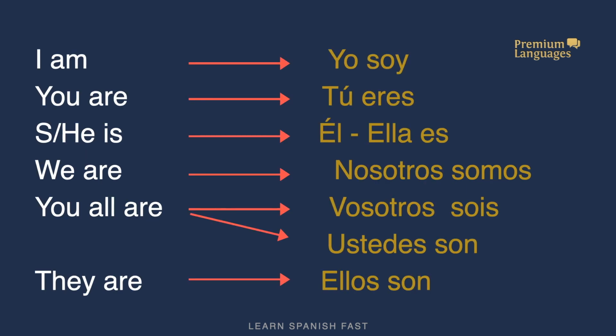And once again, the full conjugation of the verb can be clearly seen in this slide, where you have I am, yo soy, you are, tú eres, he or she is, él, ella es, we are, nosotros somos, you all are, vosotros sois or ustedes son, and they are, ellos son.